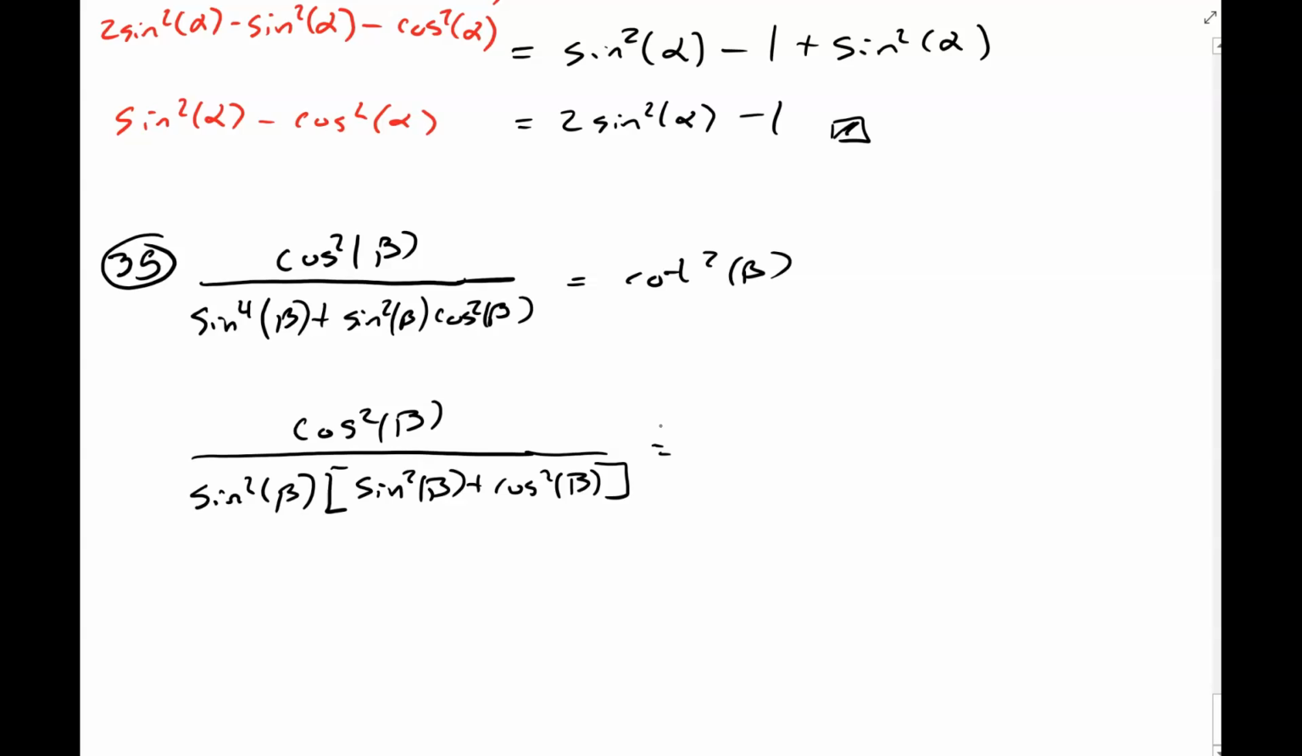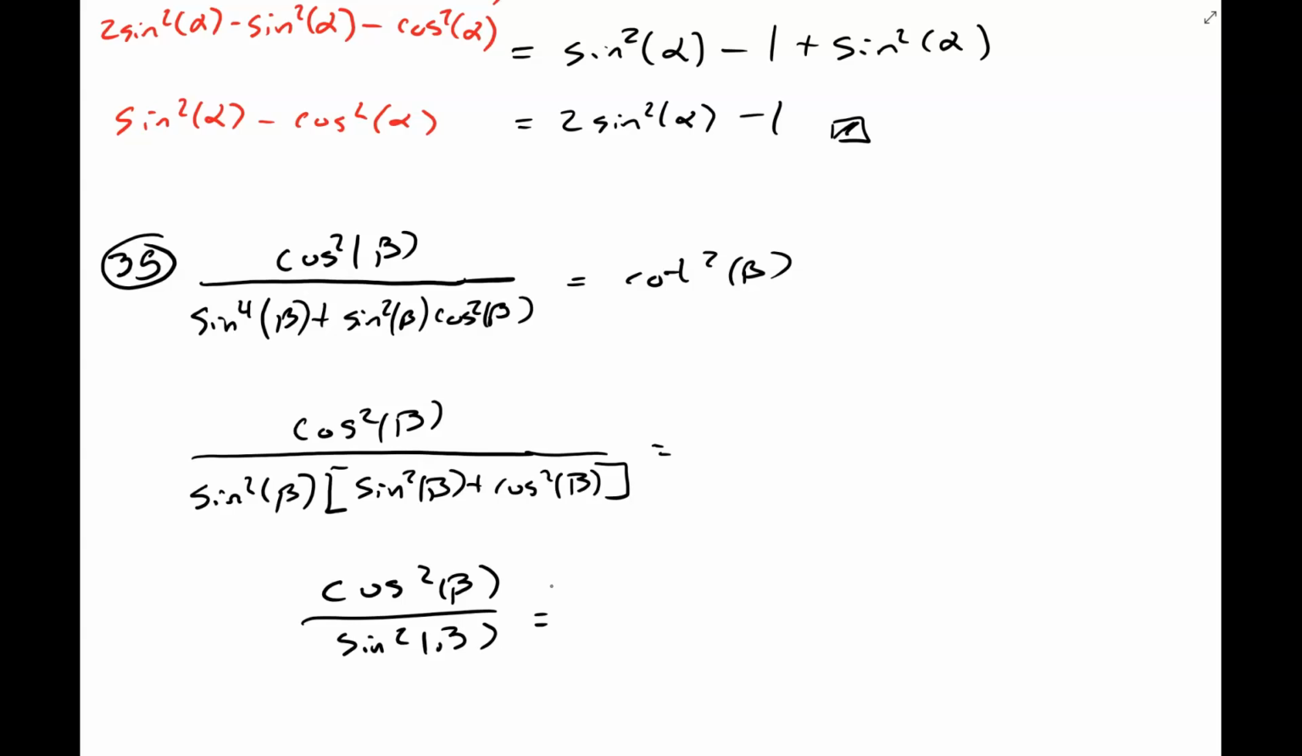Oh, sorry. What is it, Kendall? Can you cross out now? Nope. Never mind. Look at your identity sheet. Hallie, what do you see? Sine squared plus cosine squared is 1. So that turns just into that, right? Because 1 times sine squared is just sine squared.